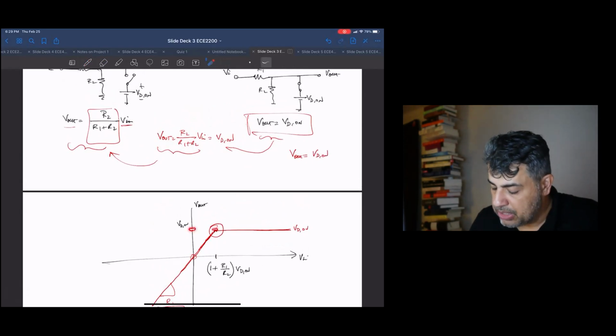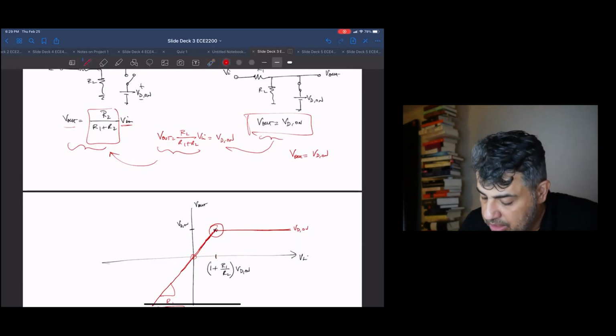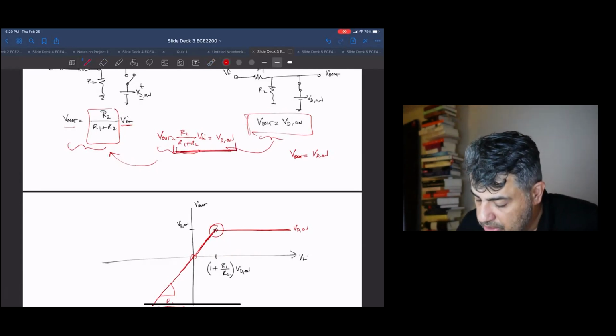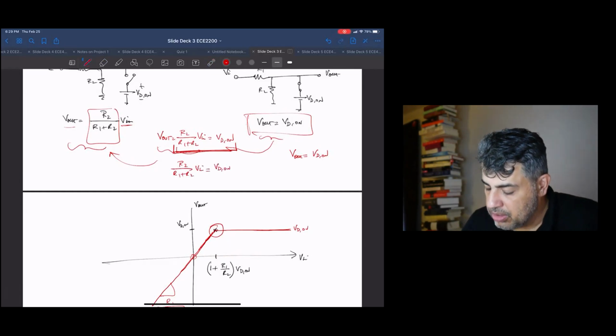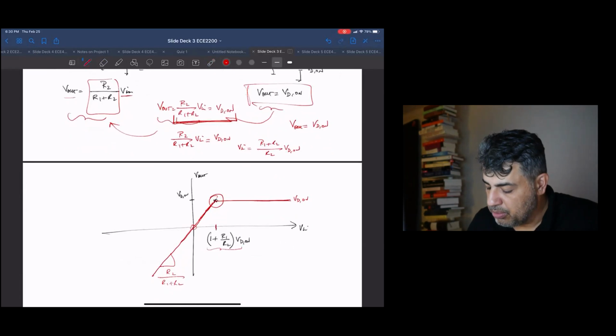So that's how I plotted it here on the y-axis. Now the question is, where are we on the x-axis for the crossover point? For that, I'm solving this equation, R2 over R1 plus R2 times V in equals VD on. So V in is R1 plus R2 over R2 times VD on, which I just rewrote in a slightly different way. That ends up being the V in value, and this ends up being the V out value. So that gives you this point.